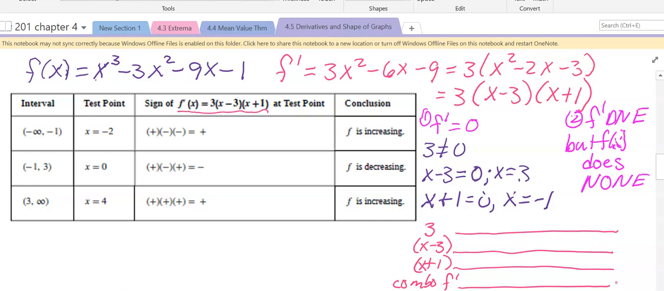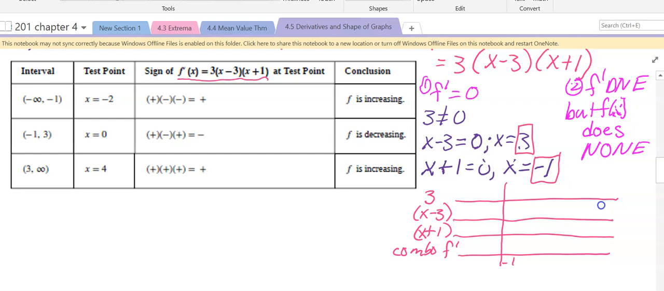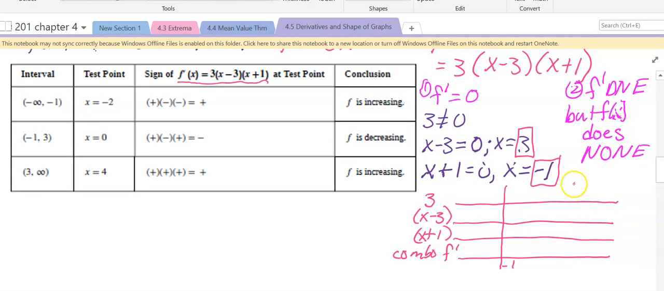Now we look at our critical values. We have a critical value of negative 1 and a critical value of 3. Negative 1 on the number line is to the left, so I draw a long vertical bar and I label it negative 1. Then I draw a long vertical bar for the other critical point and I label it 3.